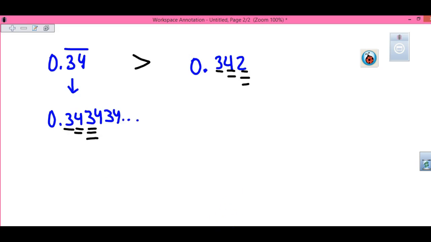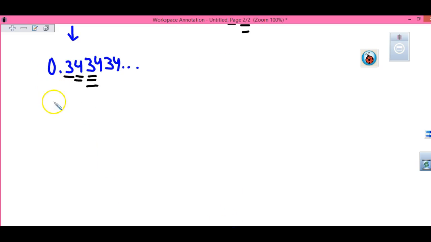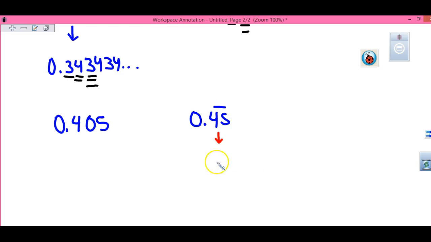Let's say we have 405 thousandths compared to repeating 0.45. So what do we have to do? We know that this is the same thing as 45, 45, and it continues, right? So if we look at the number in the tenths place, exactly the same. The number in the hundredths place, is there a difference? Yes. Is 0 less than or greater than 5? Less than.